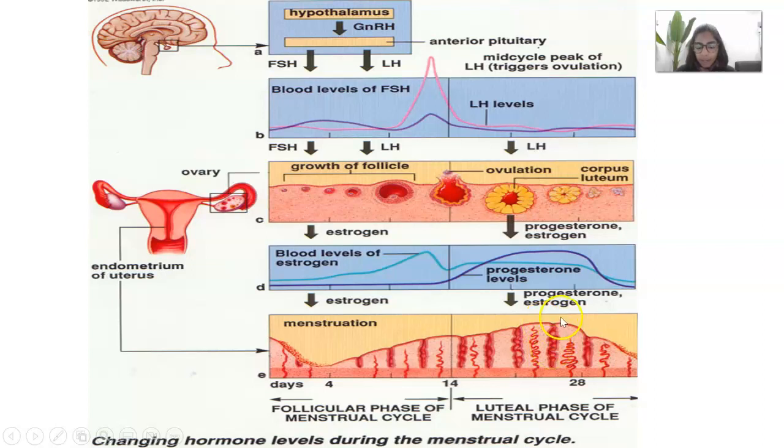If that doesn't happen, if there's no fertilization, we start to develop the corpus albicans, and the corpus albicans does not secrete high concentrations of estrogen and progesterone that you can see here, and thus the endometrial lining can no longer be maintained, and it's shed during menstruation.